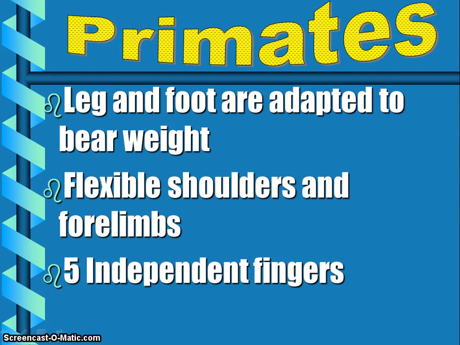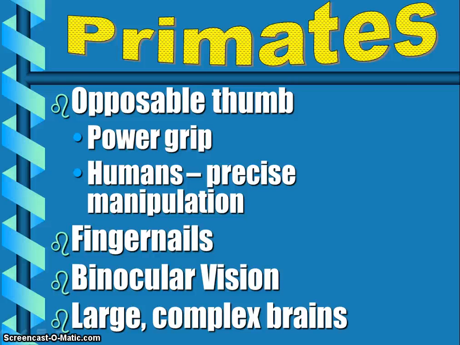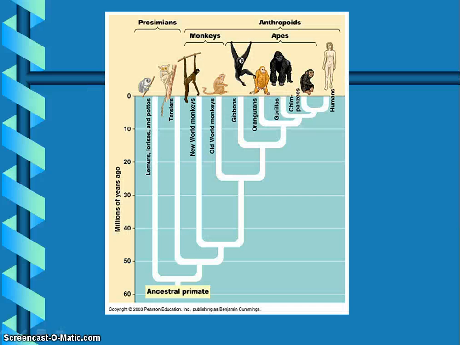Our legs and feet are adapted to bear the weight. We have flexible shoulders and forelimbs, 5 independent fingers with fingernails. There's the opposable thumb, which allows for grip, and again, you could take your thumb and touch the palm and all of your fingers. Binocular vision is when you have the eyes directed forward instead of to the side, which allows the brain to perceive the objects in 3D and accurately judge the distances. And then again, the largest and most complex brains.